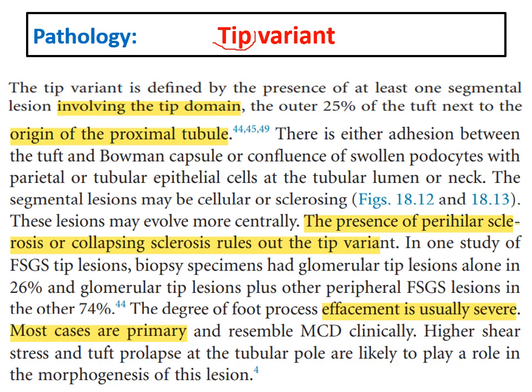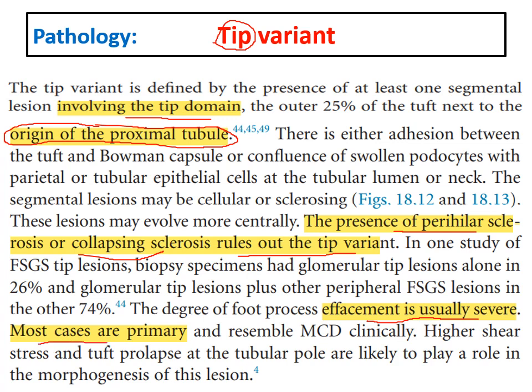Regarding the tip variant, the affection involves the tip domain, the part of the glomerulus near the proximal tubule. Characterized also by the presence of perihilar sclerosis. The presence of perihilar sclerosis or collapsing variants usually rules out tip variant. The variant is characterized by the presence of adhesion or sclerosis next to the proximal tubule. Usually the foot process effacement here in the tip variant is severe.